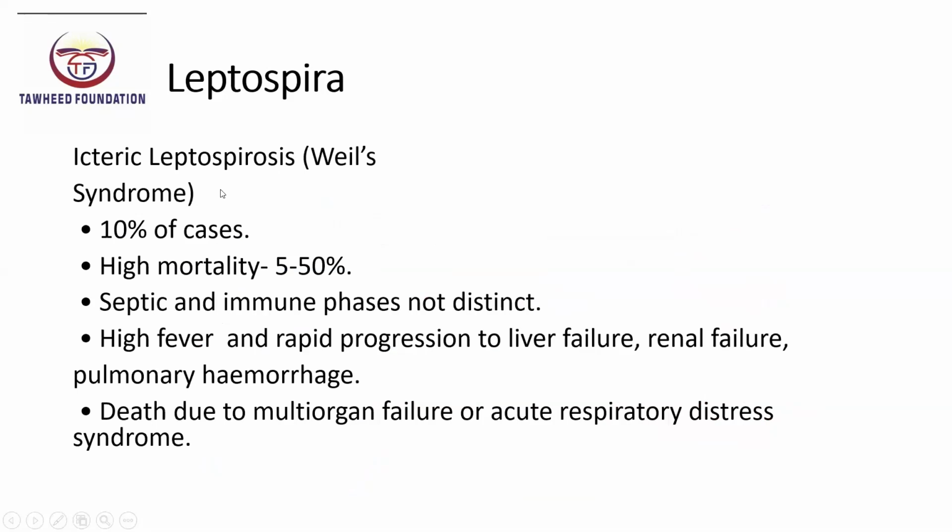Icteric leptospirosis, that is Weil's syndrome. Weil's syndrome is the severe icteric form of leptospirosis and occurs in about 10% of cases. It is characterized by jaundice, renal failure, hemorrhages, and high mortality rate, that is 5 to 50%. The septicemic and immune phases are not distinct in these patients. The disease progresses rapidly, and death often results from multi-organ failure or severe pulmonary hemorrhage, which will lead to acute respiratory distress syndrome, that is ARDS.